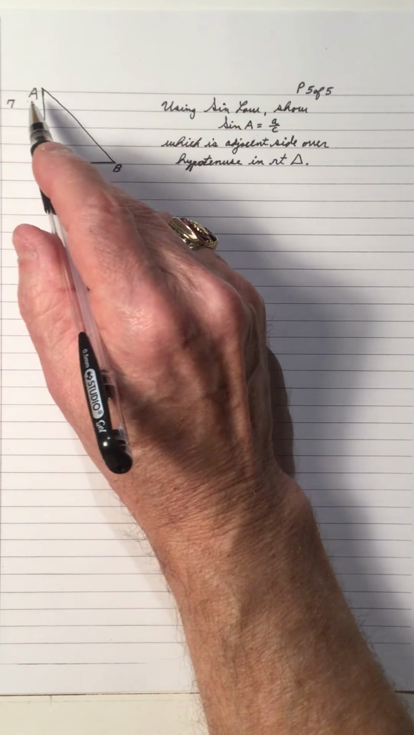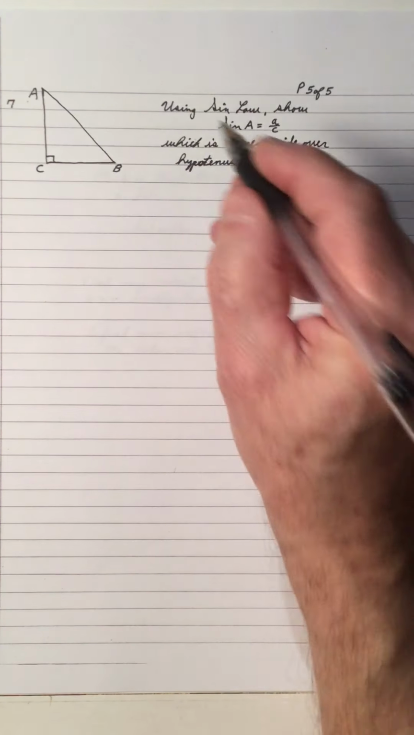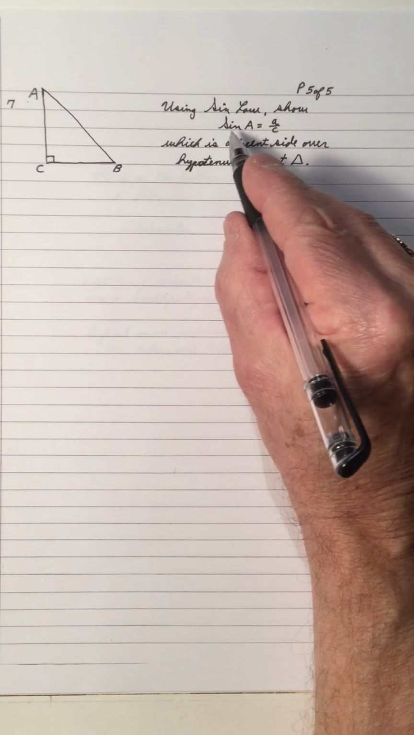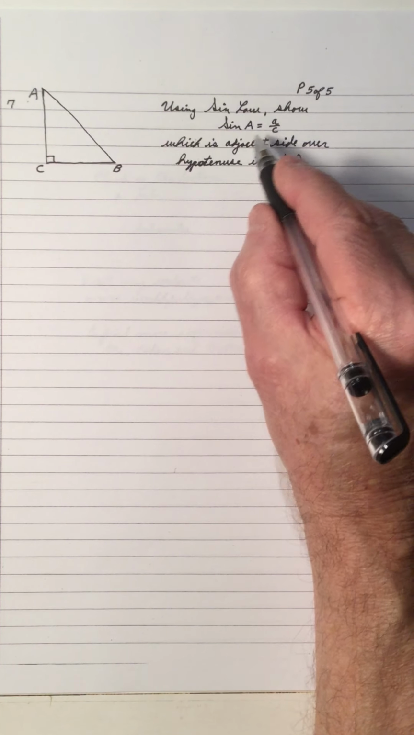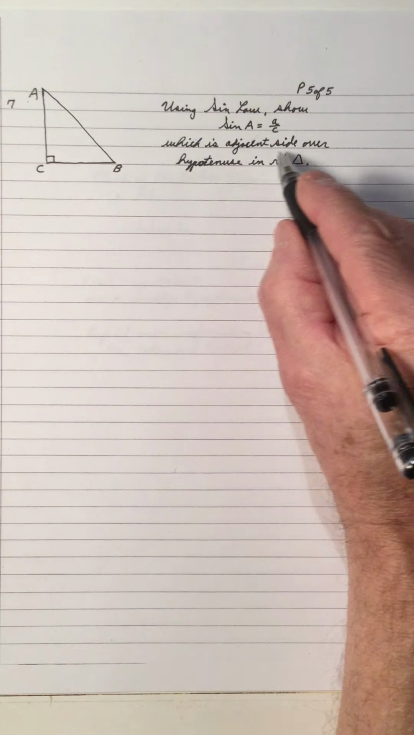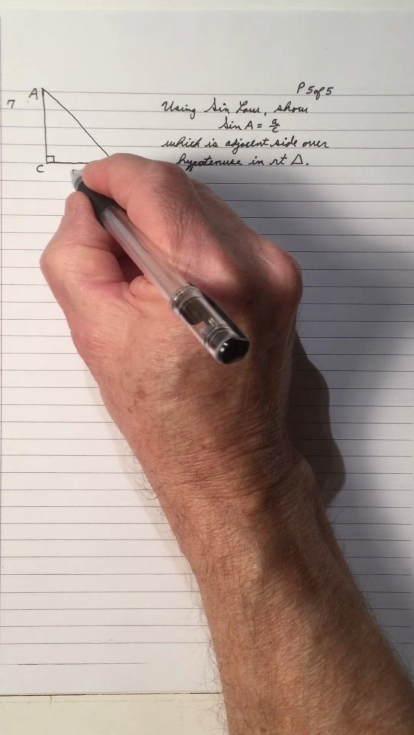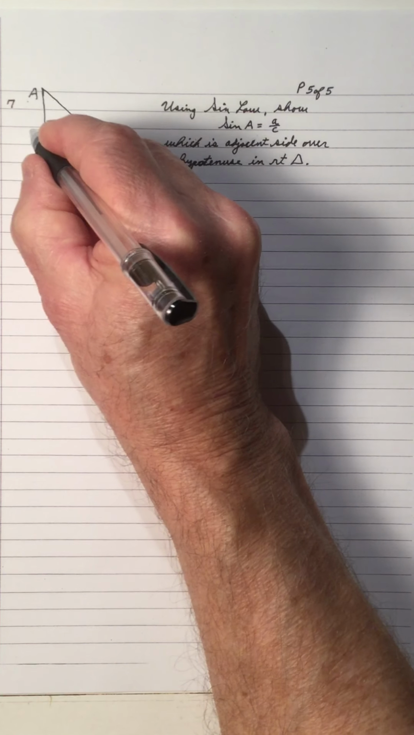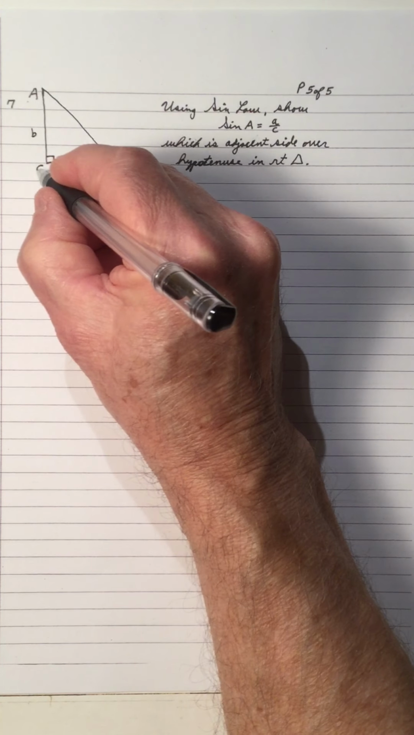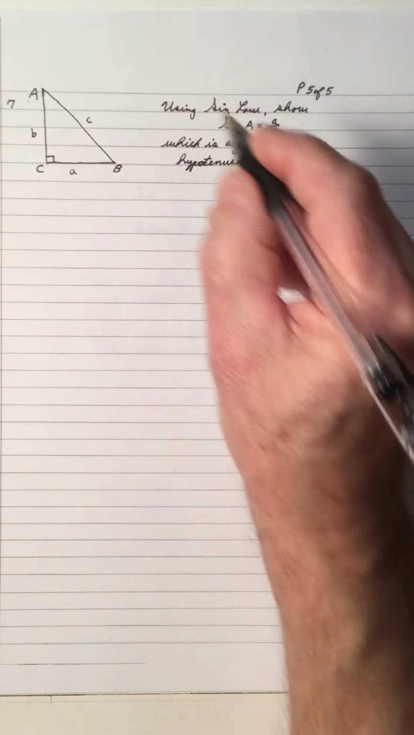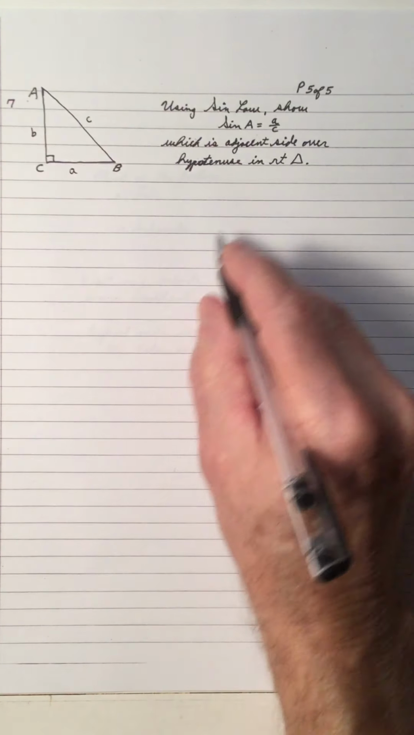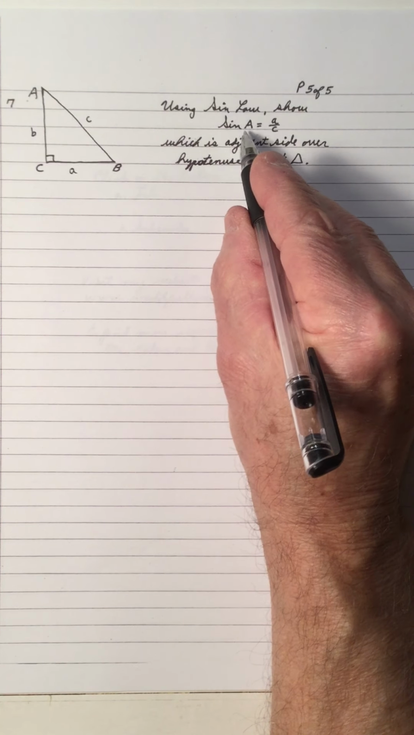We have a right triangle ACB, and it says use the sine law and show that the sine of A is A over C, which is the opposite side over the hypotenuse in a right triangle. So this is angle A, so this is small a. This is angle B, so this is small b. This is angle C, so this is small c. So notice we want to say the sine of A.